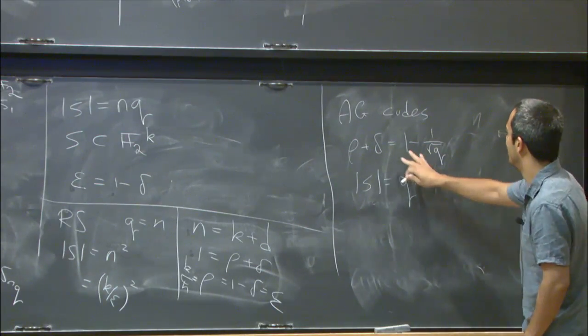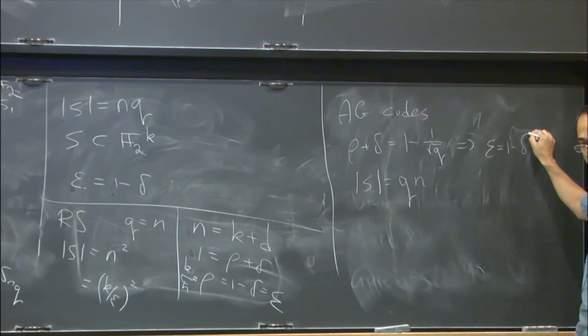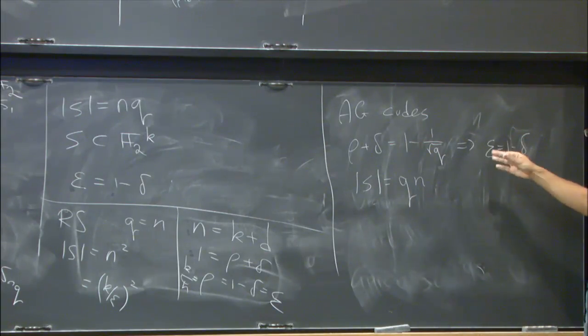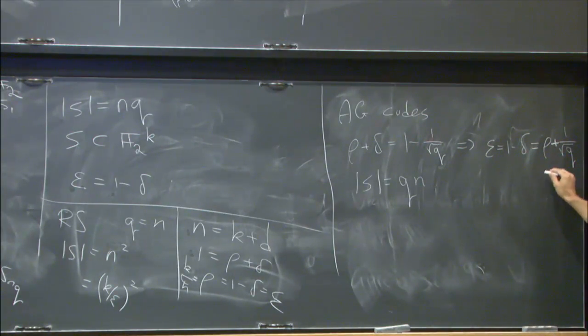And so this is one thing. And from that equation, you can see that epsilon, which is, as we said, 1 minus delta all the time, just by the way we reduce that problem to the problem of code, is rho plus 1 over square root q, right? And it turns out the best thing to do is to set these equal, so as to not lose too much. So we are going to set rho equals 1 over square root of q.